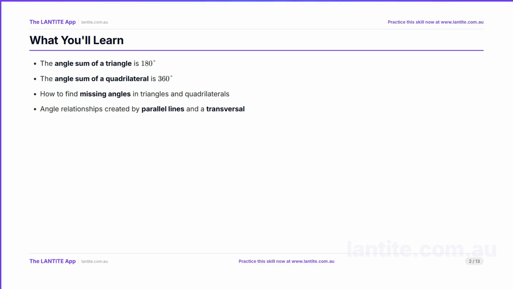By the end of this lesson, you will know that the angles in any triangle always add to 180 degrees. The angles in any quadrilateral always add to 360 degrees, and you will be able to identify and use alternate, corresponding, and co-interior angles formed when a transversal crosses parallel lines.